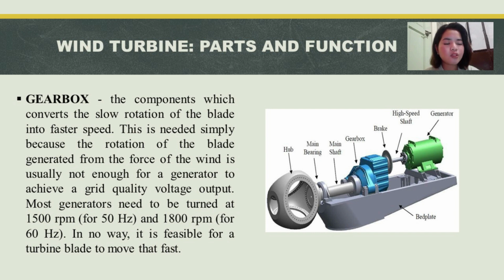Gearbox. The component which converts the slow rotation of the blade into faster speed. This is needed simply because the rotation of the blade generated from the force of the wind is usually not enough for a generator to achieve a grid quality voltage output. Most generators need to be turned at 1,500 RPM for 50 Hz and 1,800 RPM for 60 Hz. In no way is it feasible for a turbine blade to move that fast.